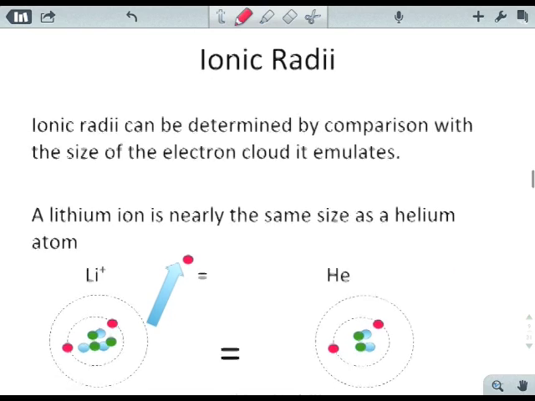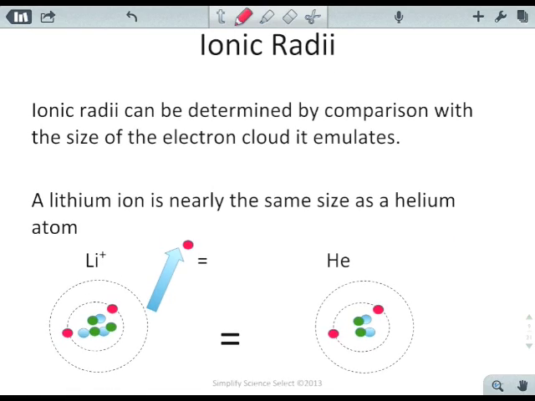Now, ionic radii. Ionic radii can be determined by comparison with the size of the electron cloud it emulates. Basically, you're looking at the valence electrons, and you're seeing how they look.